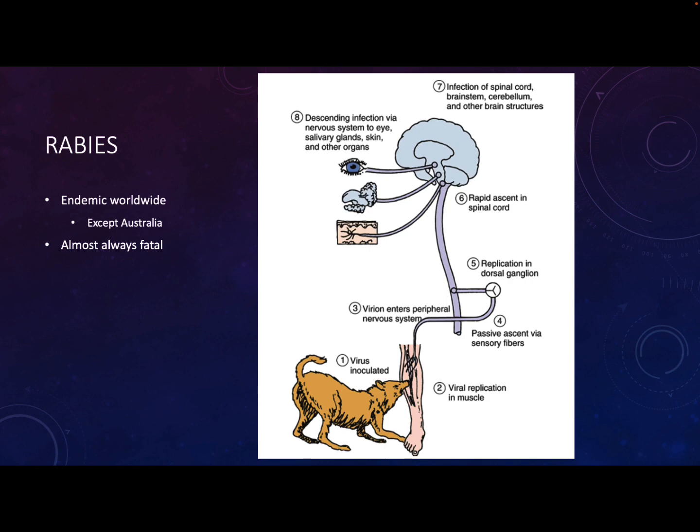until it gets to the spinal cord. And it can be a very slow ascension. It takes time. But once it gets to the spinal cord, it relatively rapidly moves up the spinal cord and infects the brainstem, the cerebellum, other brain structures. And then it can descend into the eyes, the salivary glands, and other organs. Basically, the idea is that if a patient begins to experience neurological symptoms, they are like 99.9% going to die. It's a death sentence, and you can watch it happen.